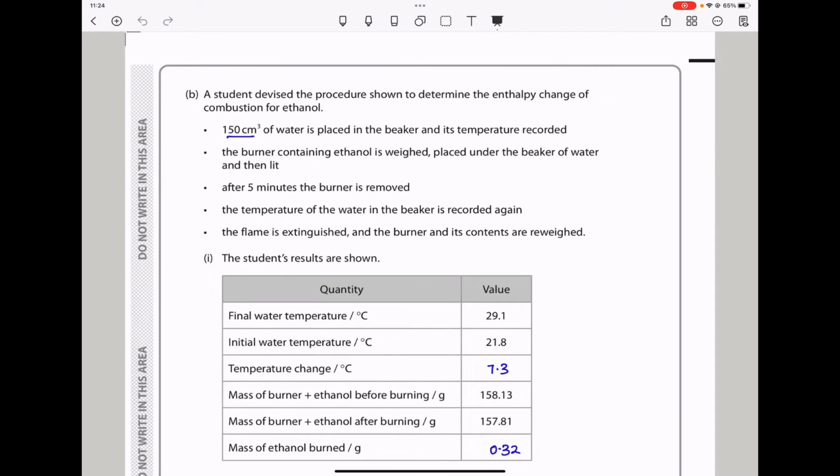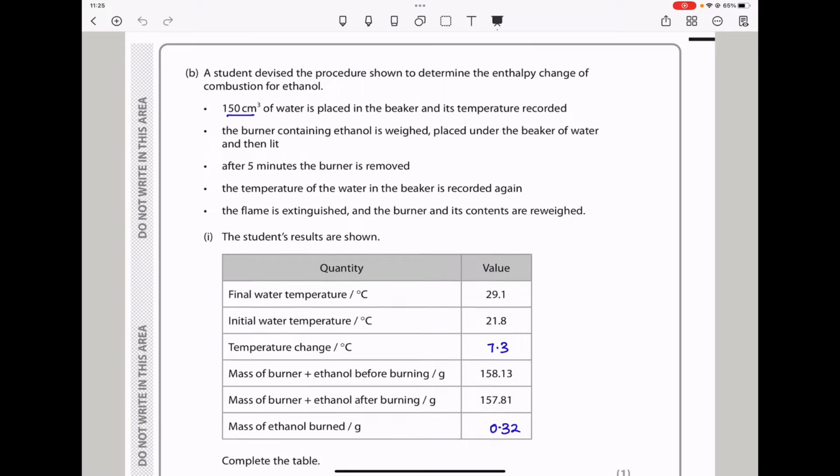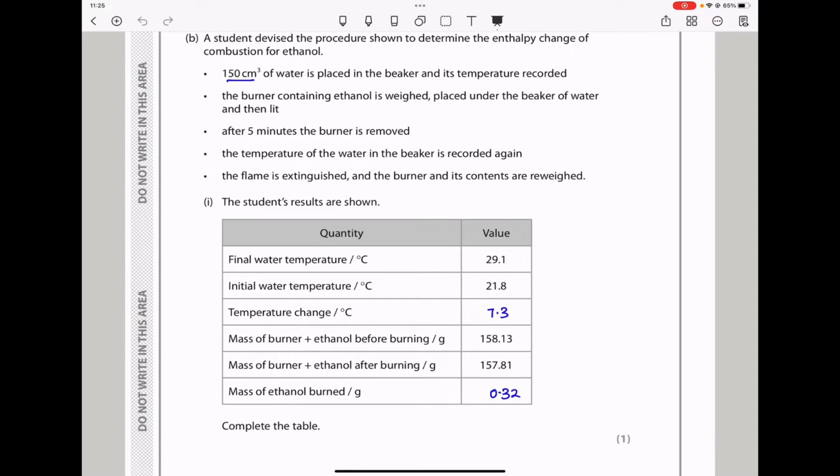Moving on. In Part B, a student devised the procedure shown to determine the enthalpy change of combustion for ethanol. 150 centimeters cubed of water is placed in a beaker and its temperature recorded. The burner containing ethanol is weighed, placed under the beaker of water, and then lit. After 5 minutes, the burner is removed. Then the temperature of the water in the beaker is recorded again. The flame is extinguished and the burner and its contents are reweighed.